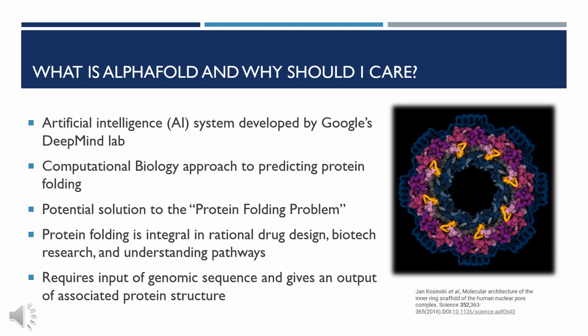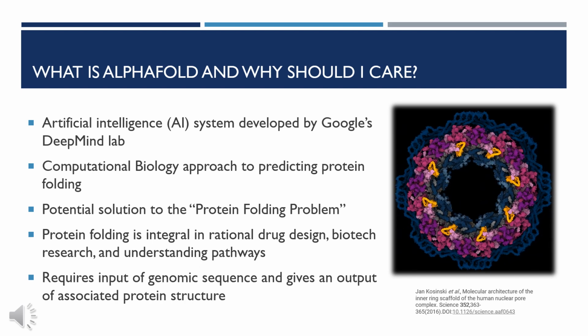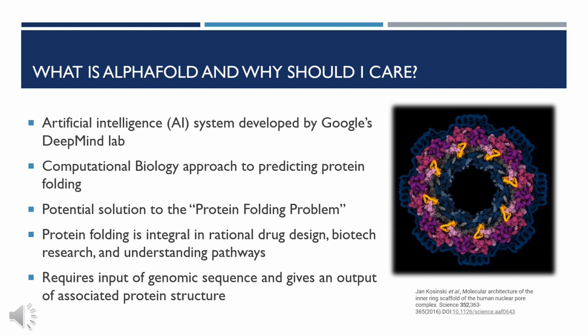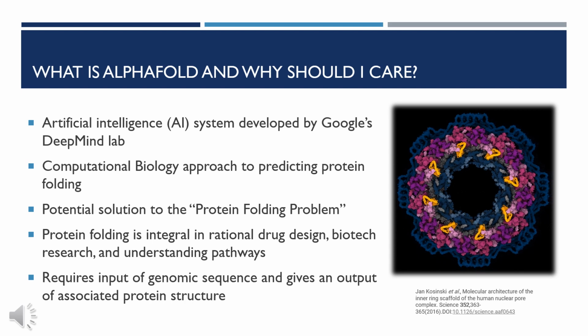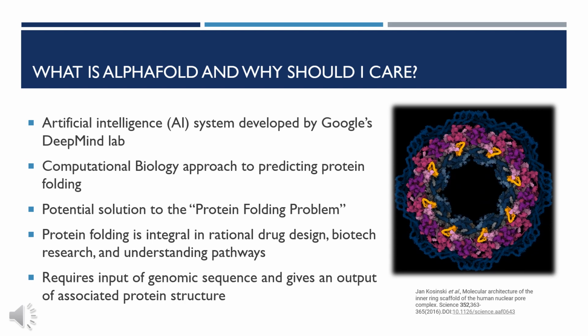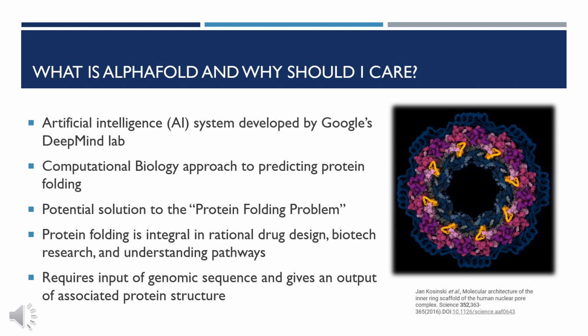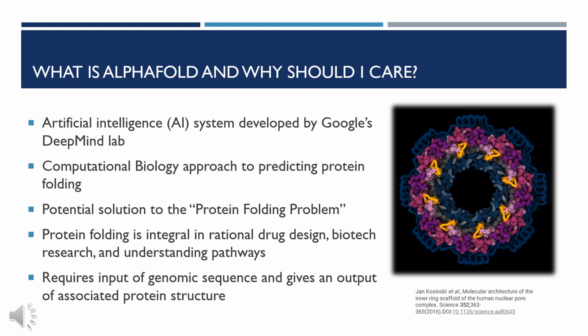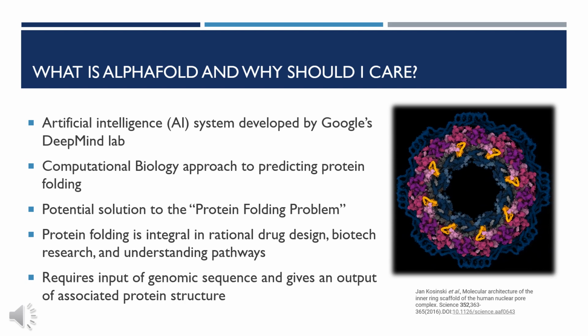AlphaFold is an AI system that was developed by researchers working in Google's DeepMind lab. It uses computational biology to predict protein folding and structure based on just the amino acid sequence of a particular protein. For over 50 years, researchers have discussed the protein folding problem, and AlphaFold provides a potential solution.